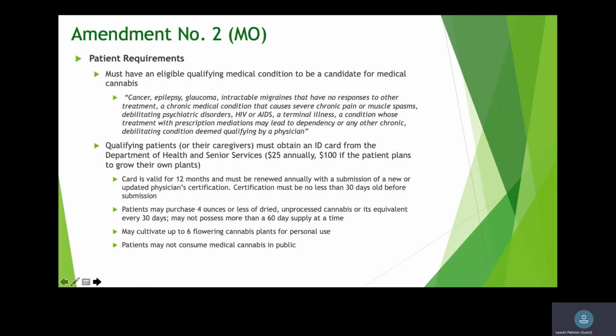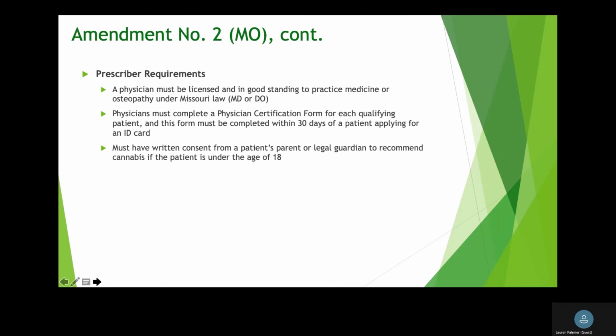So under Missouri's law, a patient can purchase up to 4 ounces or less of dry, unprocessed cannabis or its equivalent every 30 days. And they cannot have more than a 60-day supply on hand at a time. So they must actively be using this to treat their condition. If they are deciding to grow their own plants, they may cultivate up to 6 flowering cannabis plants for personal use. And patients may not consume medical cannabis in public spaces.